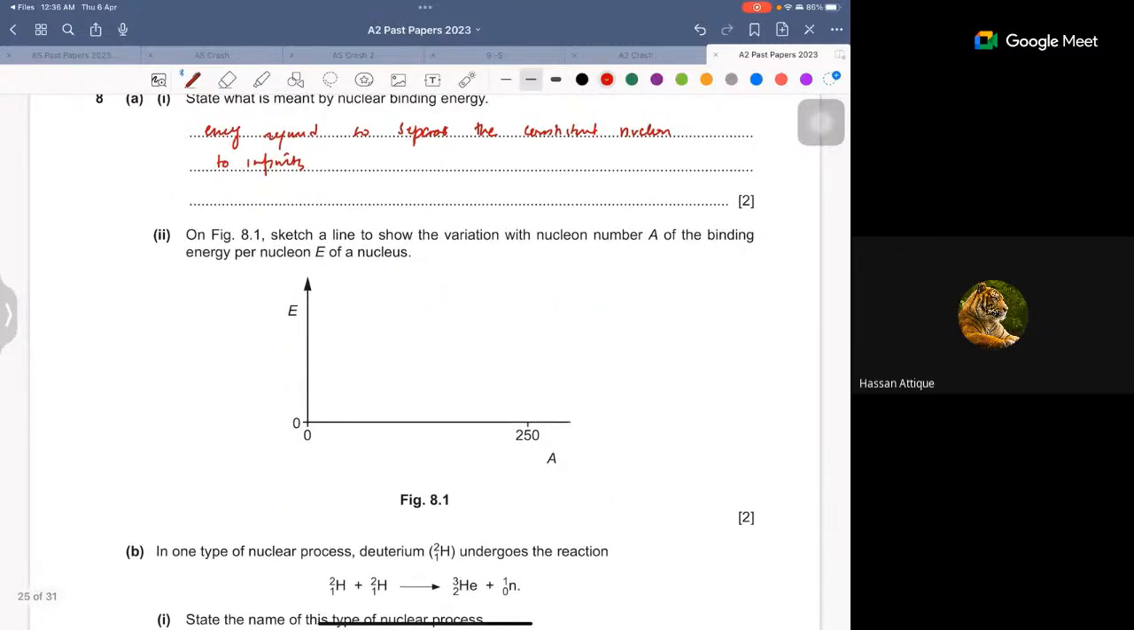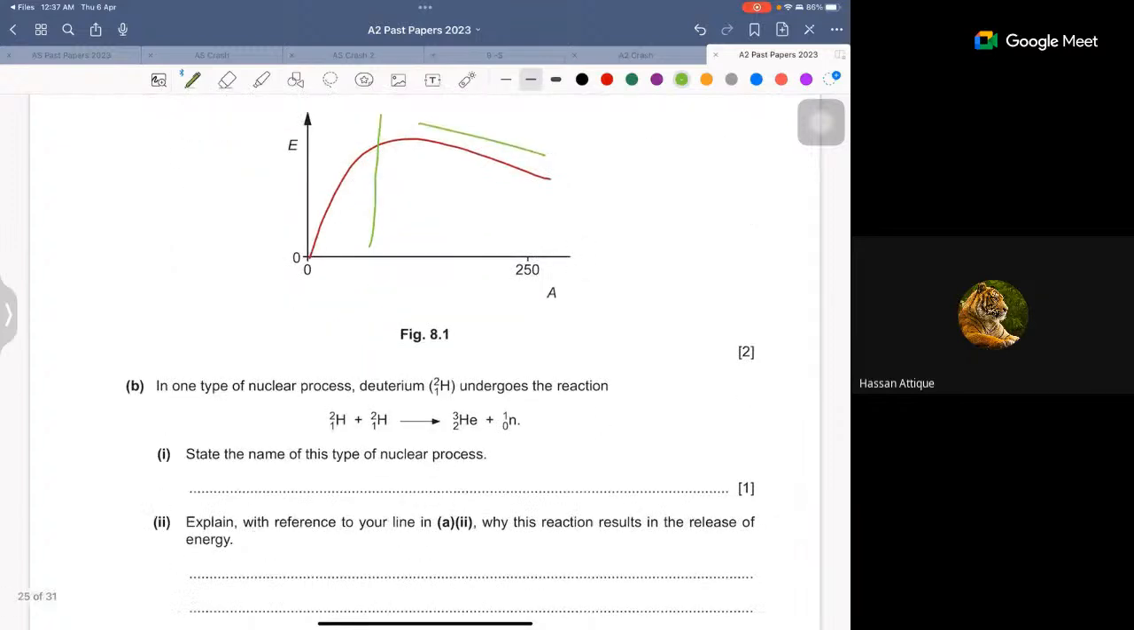Anyway, sketch the line to show the variation in nuclear number and binding energy. If this question comes, you just need to draw a line like this. Is it clear, everyone? You don't have to show the variation. Just remember the overall shape. This section has to be fusion, so it has to be a sharp curve, and this is less sharp. Then it says state the name of the nuclear process. That has to be fusion.